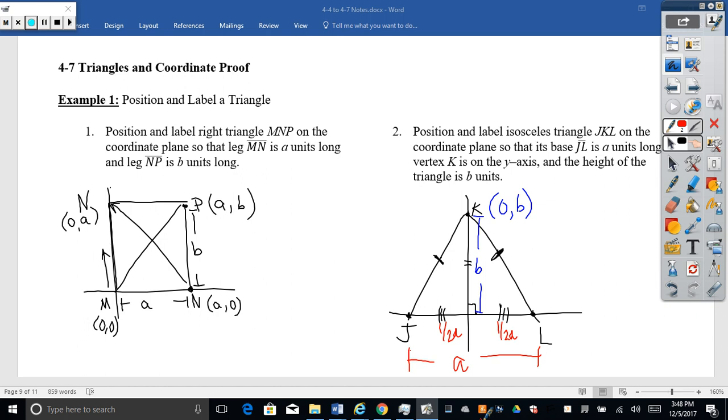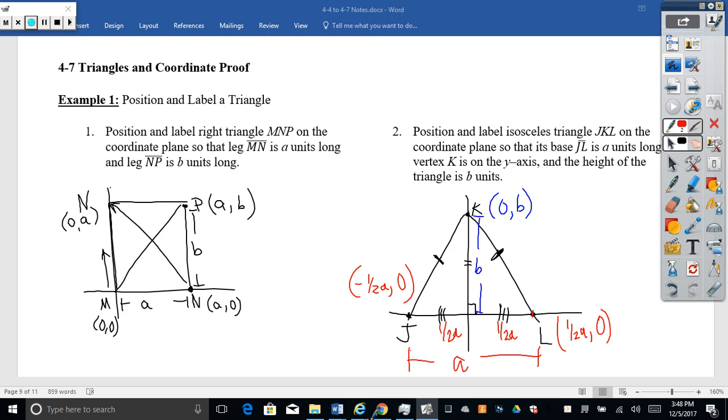Well, L, right here, this point, the x value is half of A. The y value doesn't go up or down. Going on the other side, we have J, which is 1/2 A away, and we're not going up or down. So that would be the ordered pair for those points right there, J, K, and L.